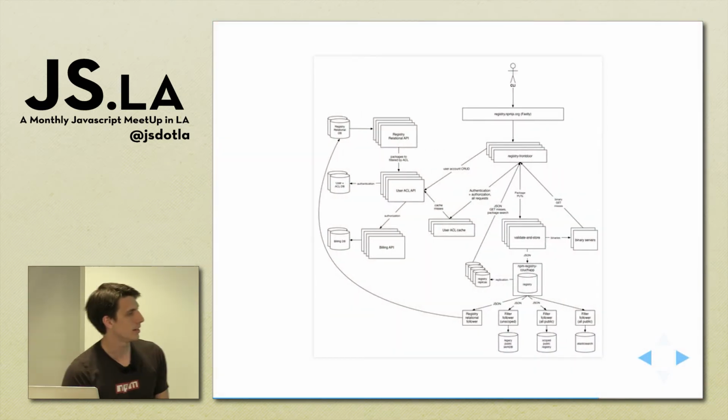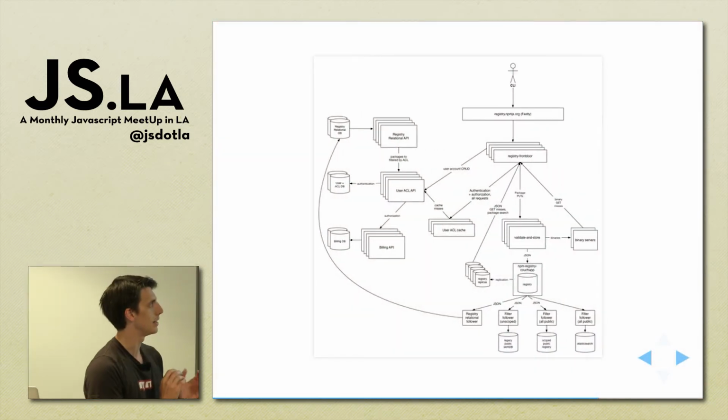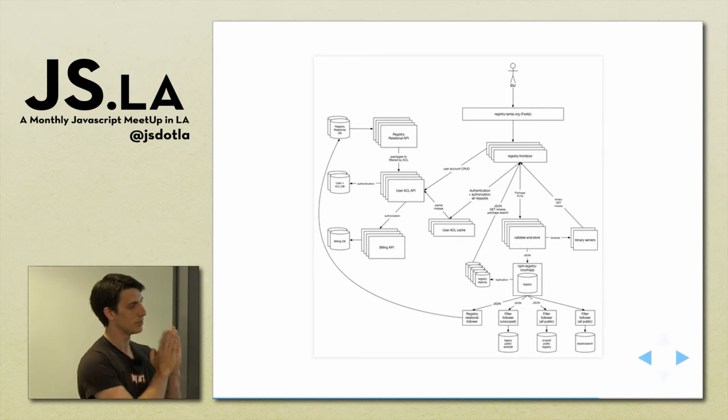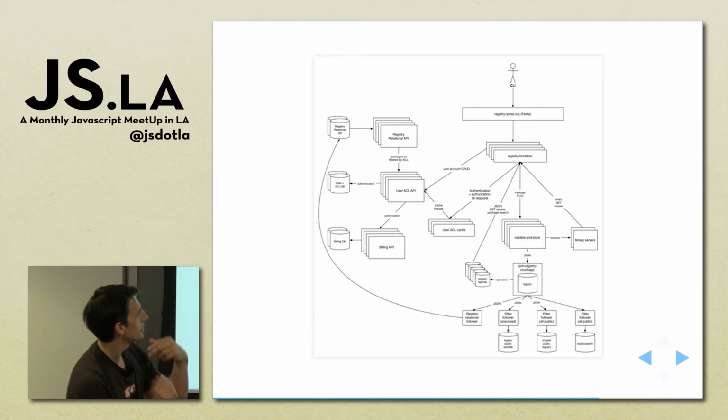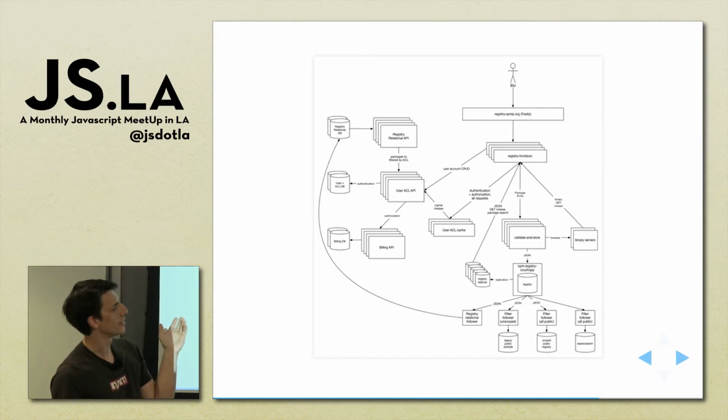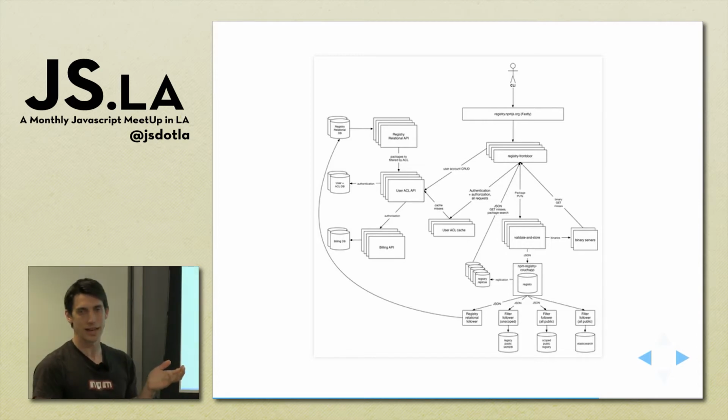So here is an updated diagram of what you now get when you type in npm install. It's significantly more complicated, but really cool. Basically what happens is we still have Fastly sitting in front of everything. So if you install a public package like Express, there's still a good chance you're getting it through a CDN.